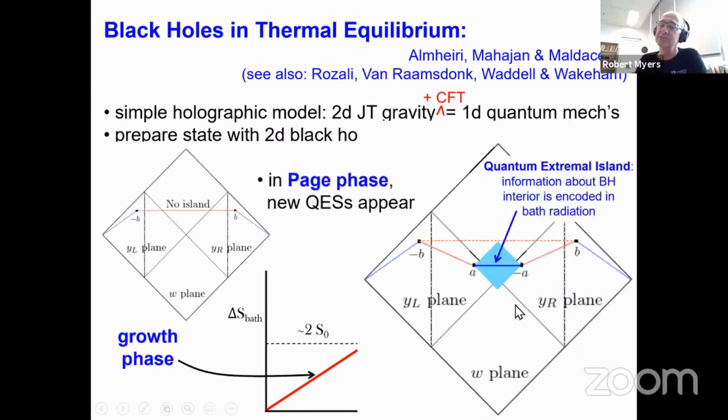But at late times, what they found was that there was an island region, or this region near the black hole, that also contributed to the entanglement entropy, and in fact ensured that the entropy was saturated for the subsequent time evolution.